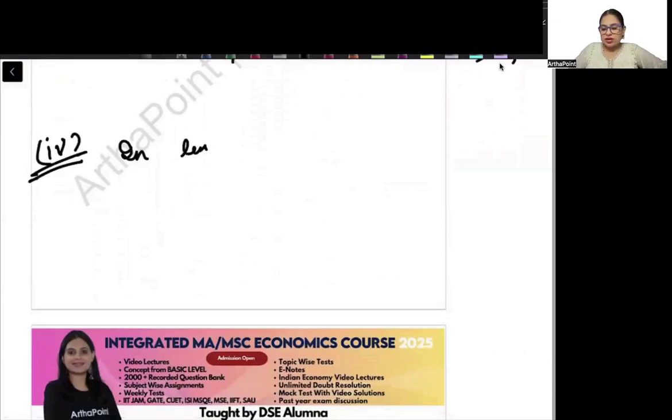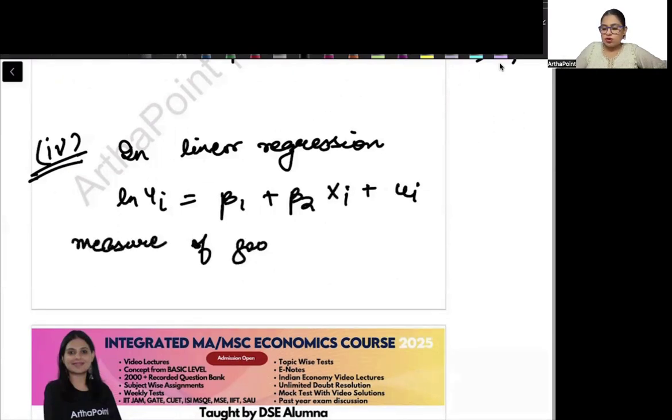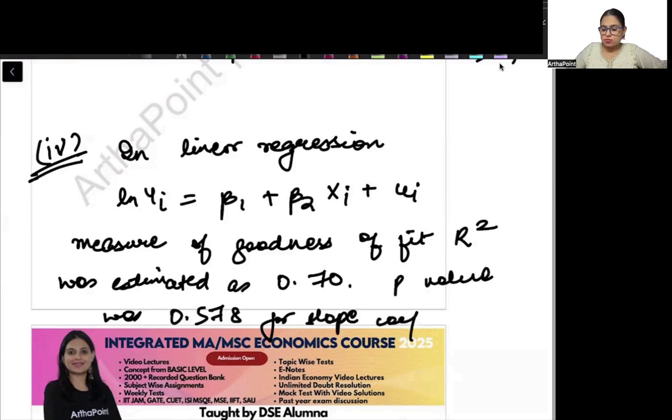It says in linear regression, ln yi is equal to b1 plus b2 xi plus ui, the measure of goodness of fit R square was estimated as 0.70. The p-value was 0.578 for the slope coefficient.